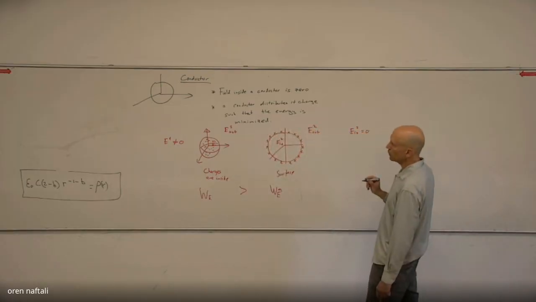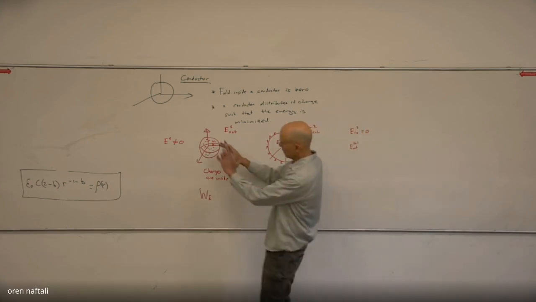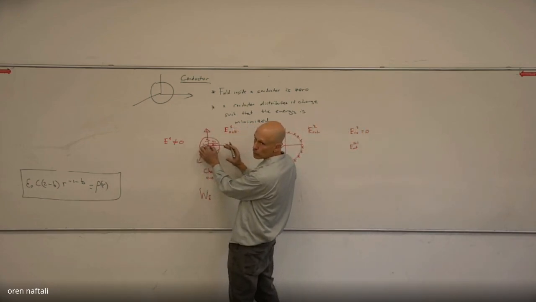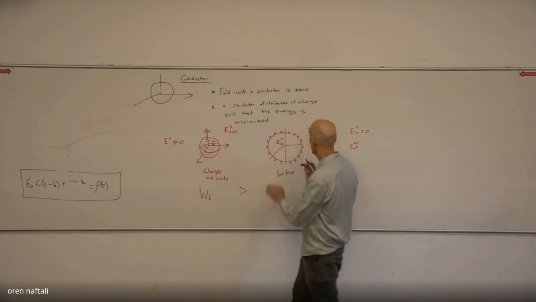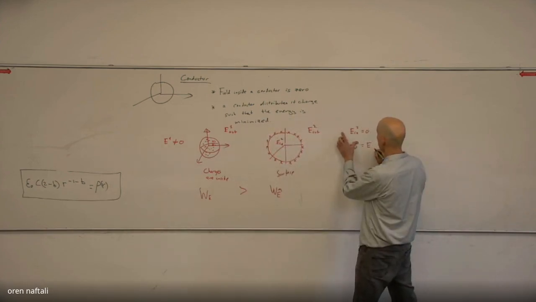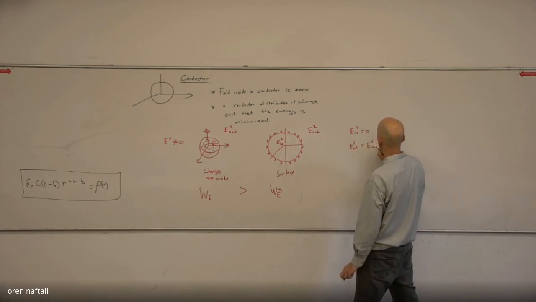What is, however, E out? E out. Roughly the same. Not roughly, they are the same. That's not the point if you have symmetry, because outside it's as if the charges are in this point or in this point. So E out is equal for both.